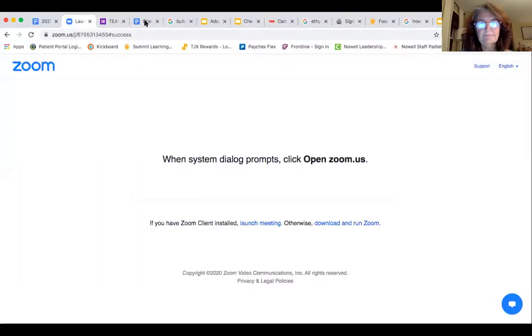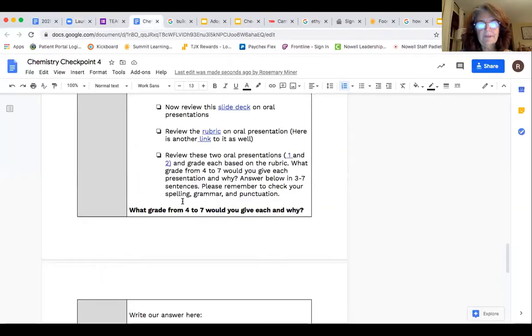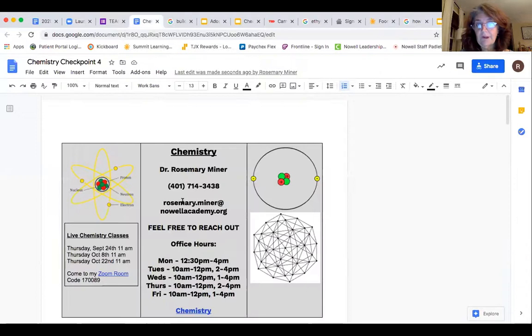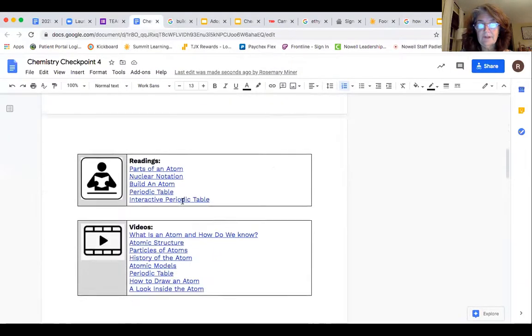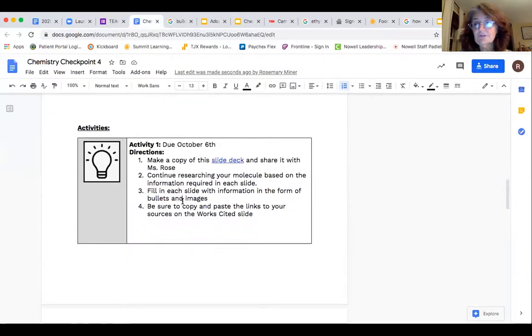Today we're going to talk about Checkpoint 4, and on Thursday we're going to meet as a class. So, Checkpoint 4 is going to bring you right here. The first thing you're going to do in this checkpoint is you're going to be introduced to a slide deck.